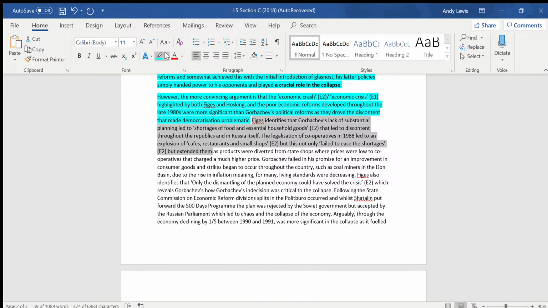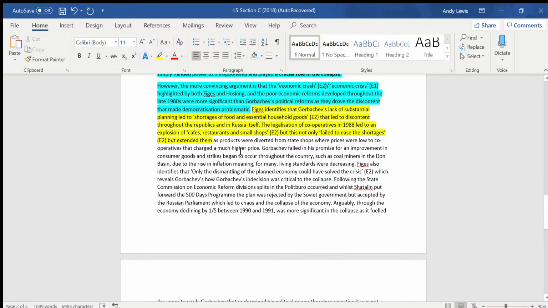Now they actually kind of blend their contextual knowledge in with their source analysis here, because this next bit is all their knowledge here. So again, you notice this very similar structure here for this paragraph.